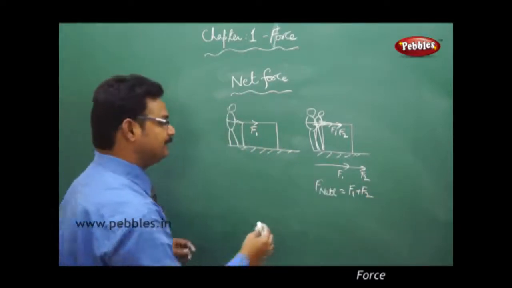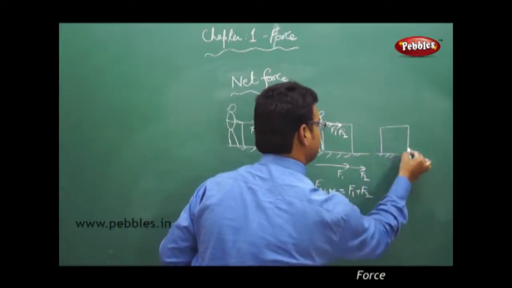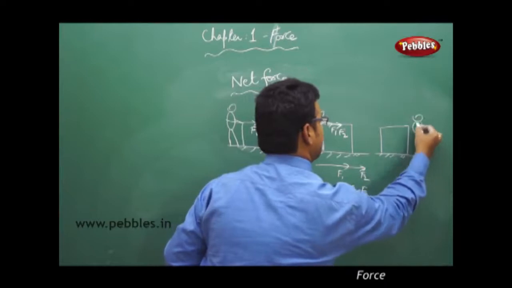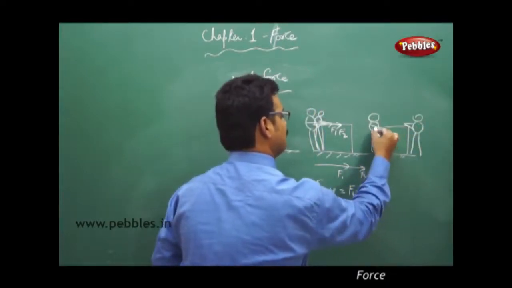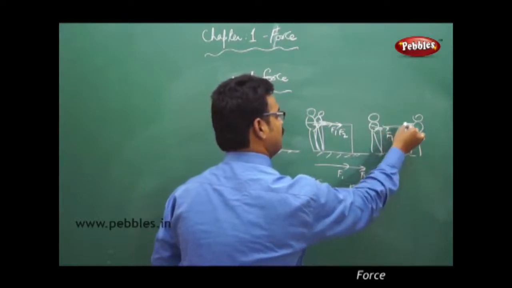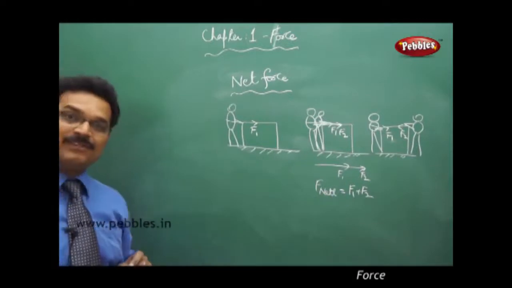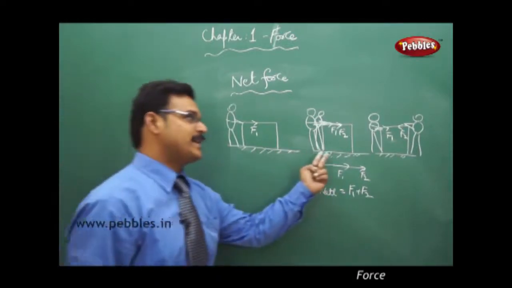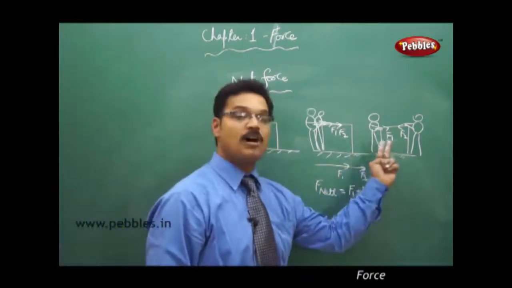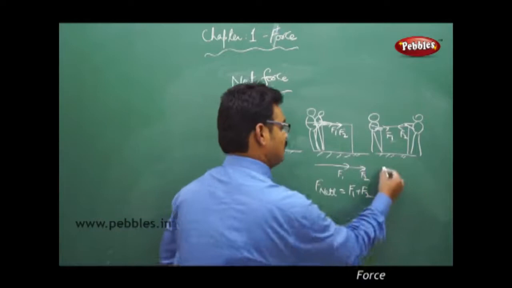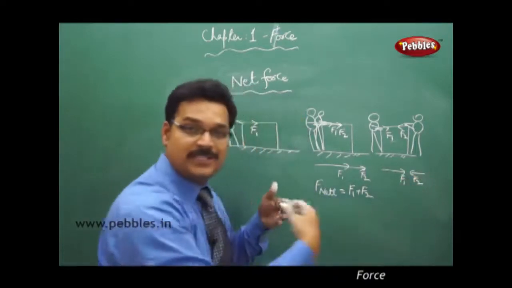Take the third case. Same table. So a person standing here is applying the force here, and another person standing here is applying the force here. This person is applying the force F1, that person is applying the force F2. What is the difference now? Here also two forces are acting, there also two forces are acting. The difference is that here the two forces are opposite to each other. So like this, F1, F2, opposite to each other.